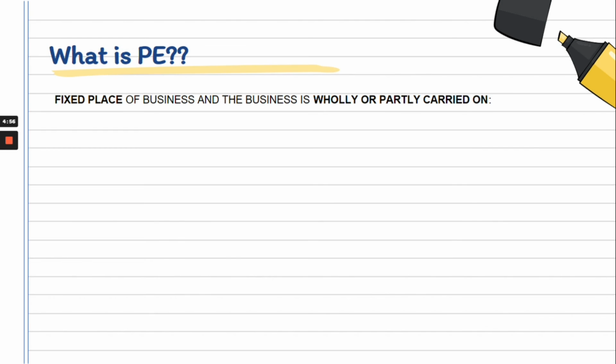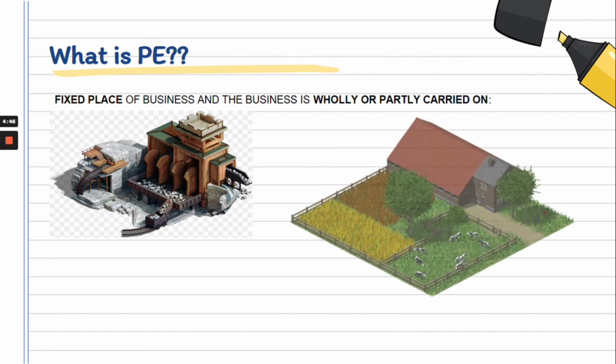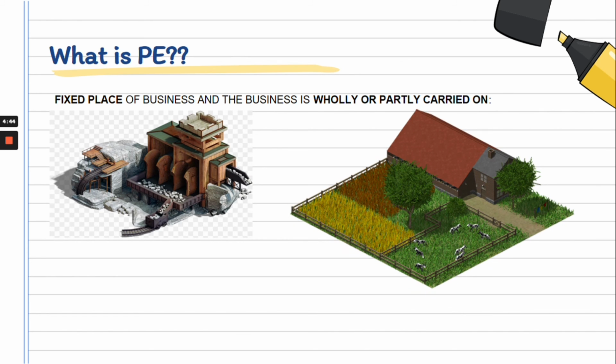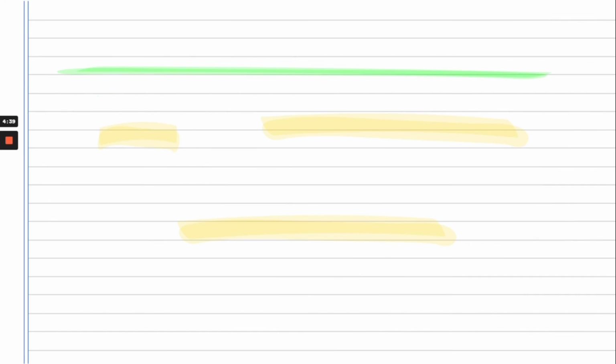Permanent establishment. What is permanent establishment? It is a fixed place of business in which the business is wholly or partly carried on. It includes a quarry, a farm or plantation, a factory, and so on.